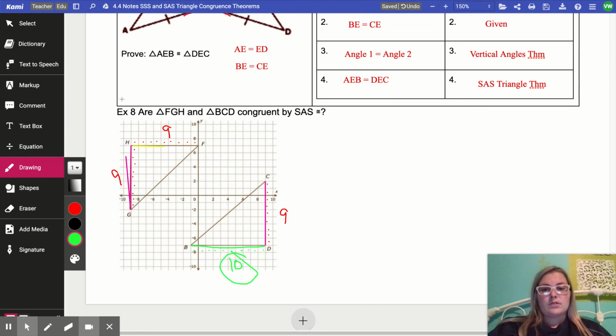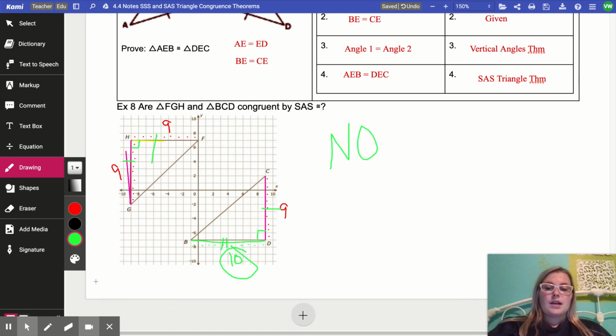So these two triangles, there's no way that they can be congruent by side, angle, side. Even if the two angles are equal, okay, this is a 90-degree angle and this is a 90-degree angle, but since 9 is equal to 9, but 10 is here on its own, there's no way that these two triangles can be congruent by side, angle, side.